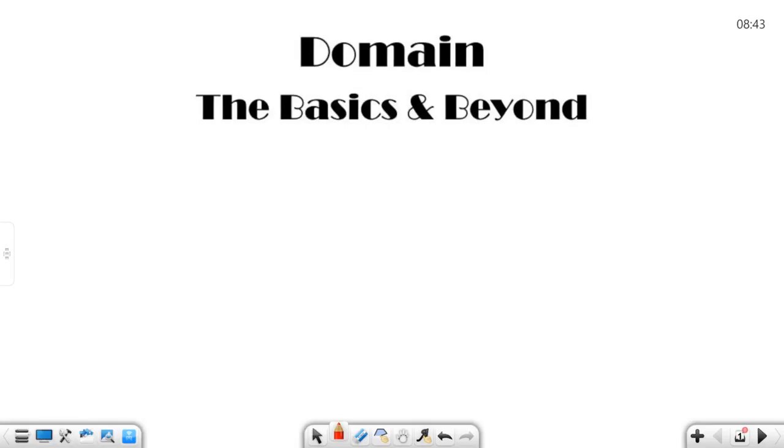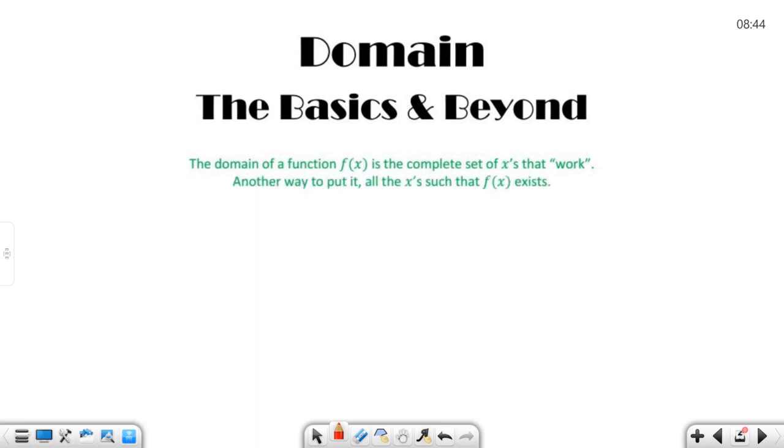Domain, the basics and beyond. The domain of a function f of x is the complete set of x's that work. For lack of a better word, I used work there. Another way to put it is all the x's such that f of x, when you plug the x value into the function, that value exists.